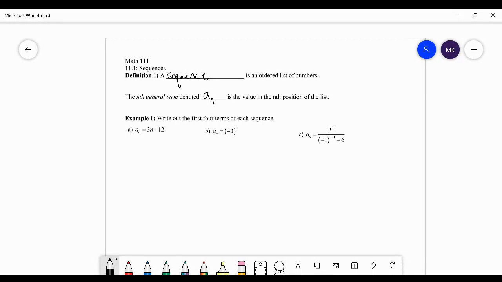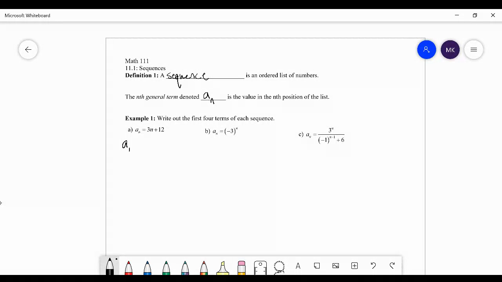So here in this first example, we are given a formula for the sequence. Sometimes sequences can be given by nice simple formulas like this. Sometimes they're given by a formula where you have to know the previous term to be able to do it, and sometimes you need to know the previous two terms and things like that. What we want to do here is write out the first four terms of the sequence. This works very similar to function notation.